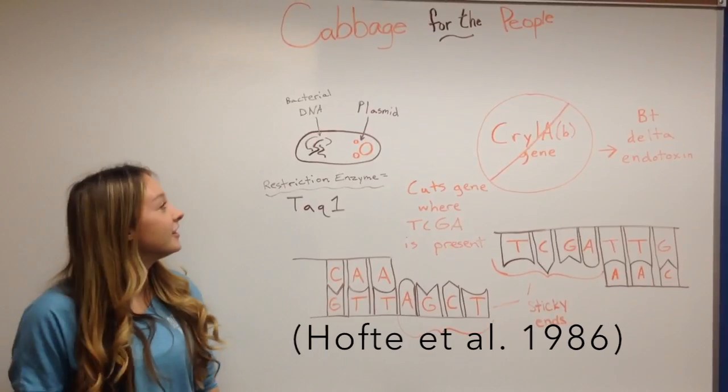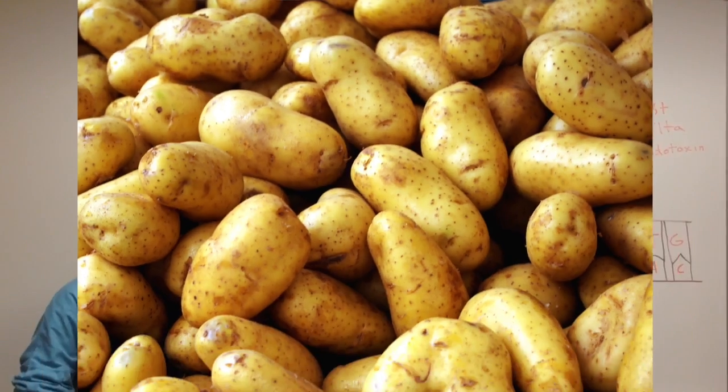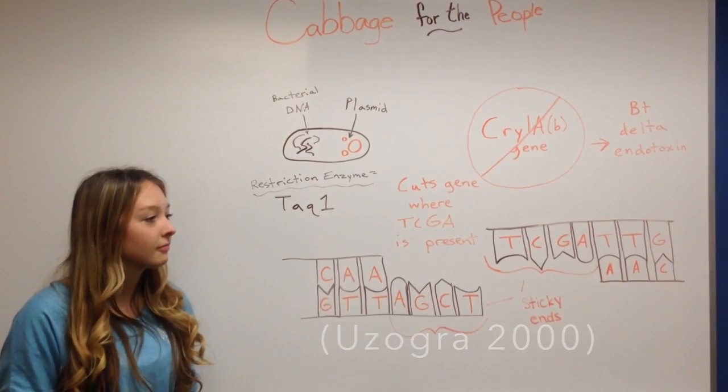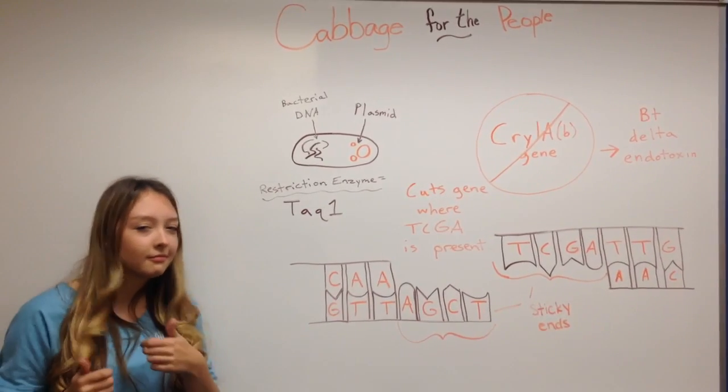This mechanism has been used for multiple products already on the market, including corn, cotton, and potatoes. This prevents overuse of pesticides on field crop cabbage and increases the crop yield by reducing pests and other environmental factors that could inhibit plant growth.